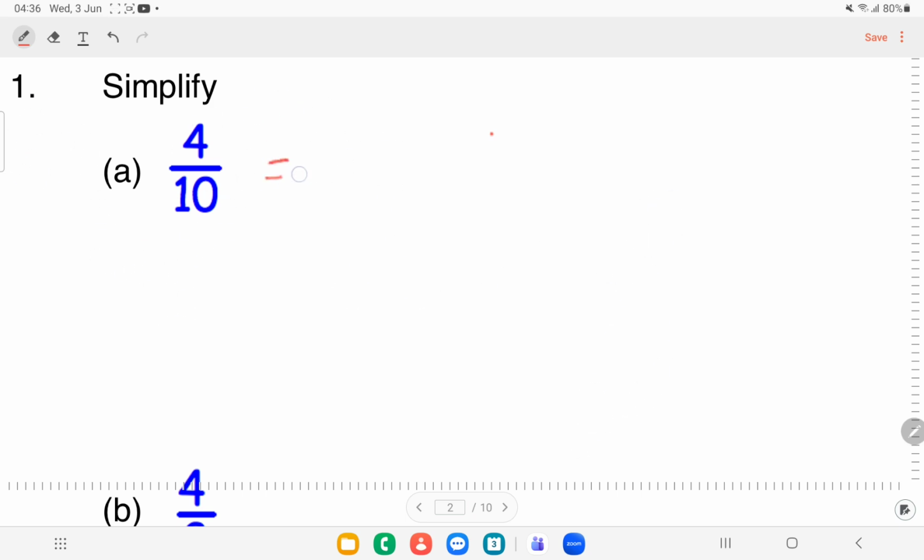So think like this. Where do we get 4 in the table of 2? 2 2s are 4. Where do we get 10 in the table of 2? 2 5s are 10. So this is the simplified fraction.